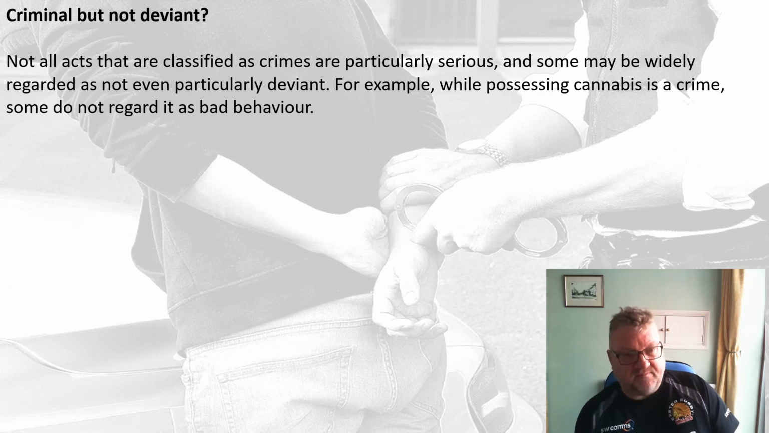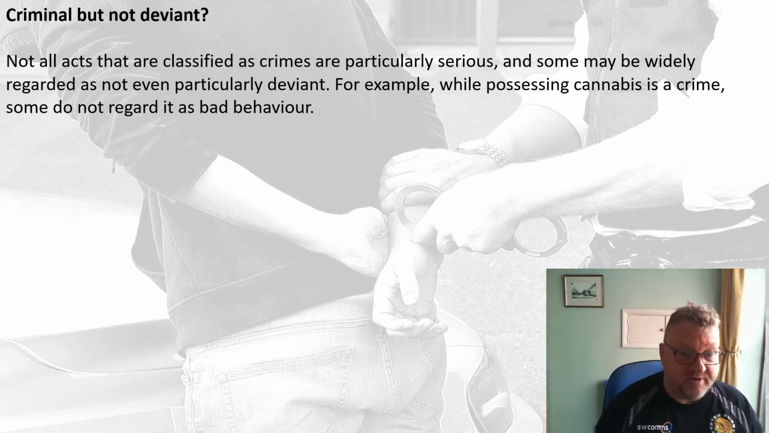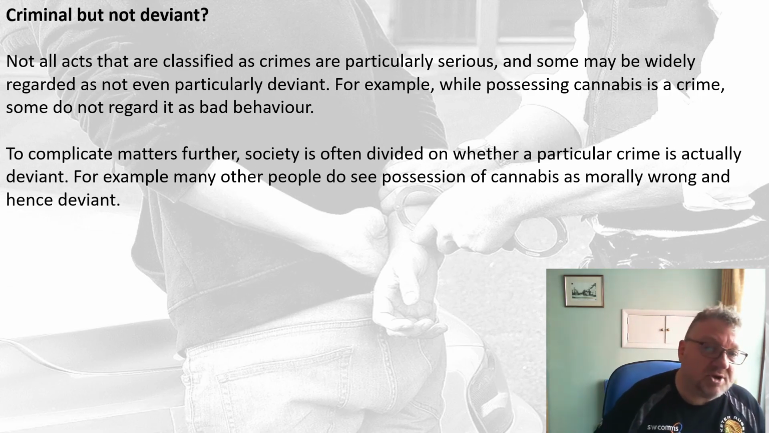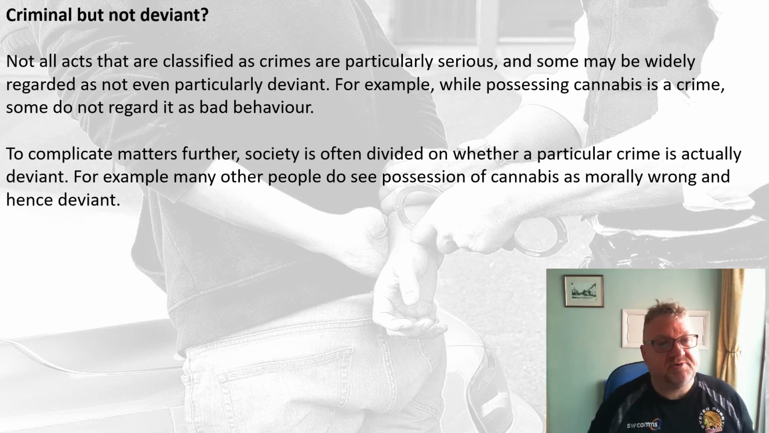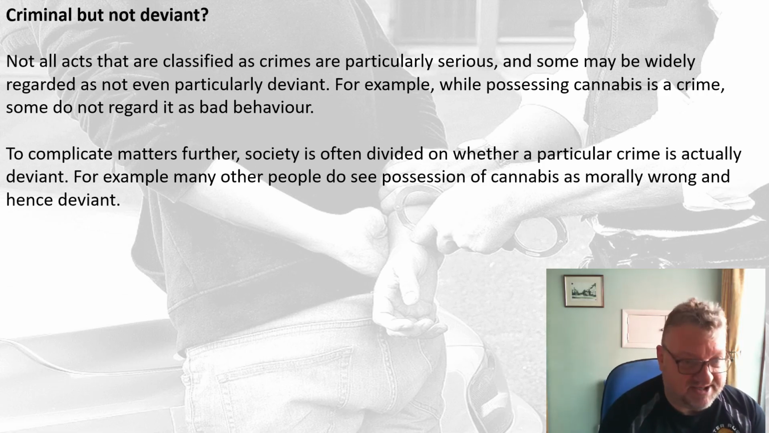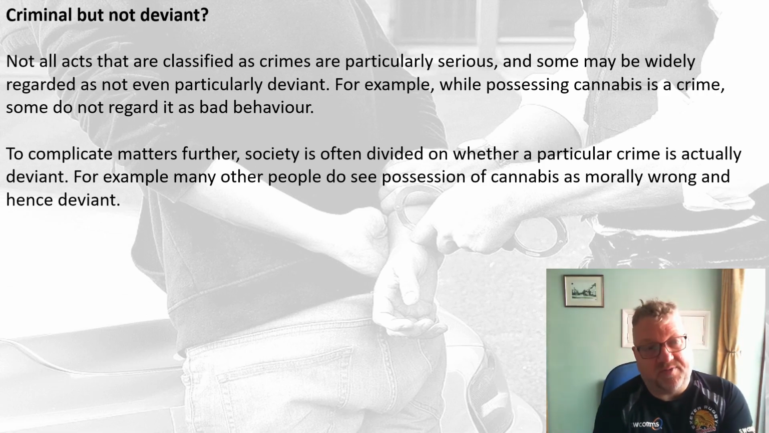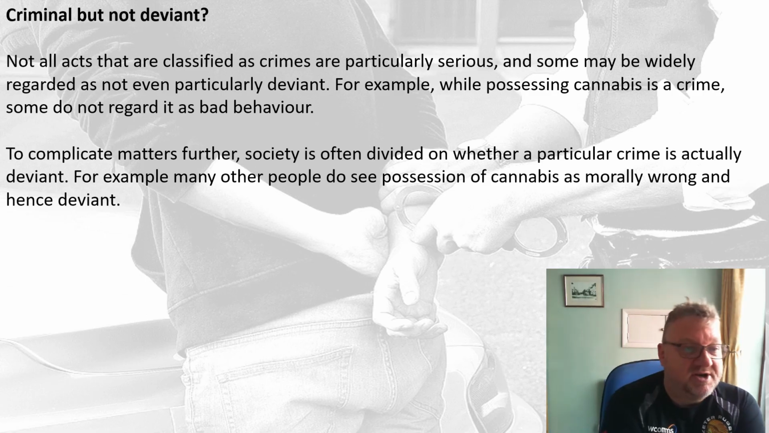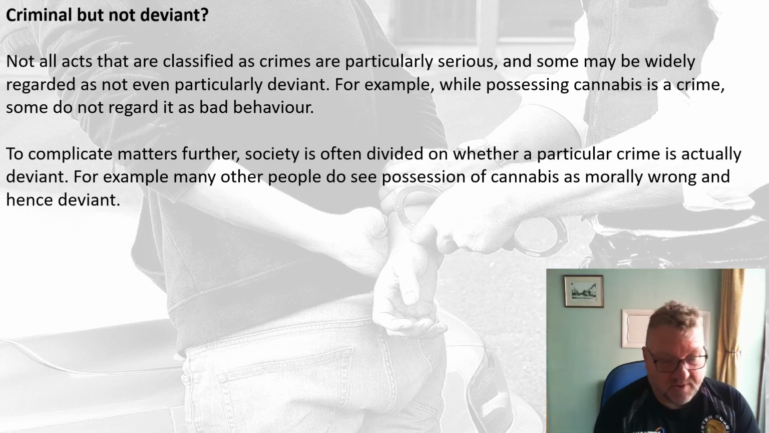So, for example, if we take possession of cannabis, it's a crime, but a lot of people do not regard it as particularly bad behaviour or indeed deviant. Because if a lot of people don't regard it, it's not going against the norms of society if most people are doing it. But matters are complicated further because there's always going to be a particular group of people in society that still regard that as deviant. So, for example, many other people do see possession of cannabis as morally wrong and hence deviant.